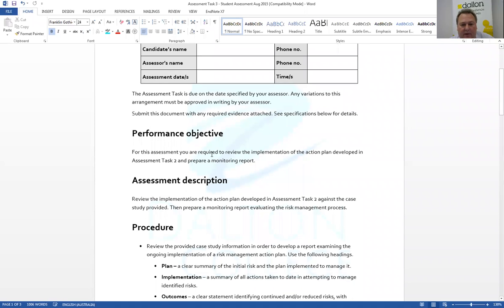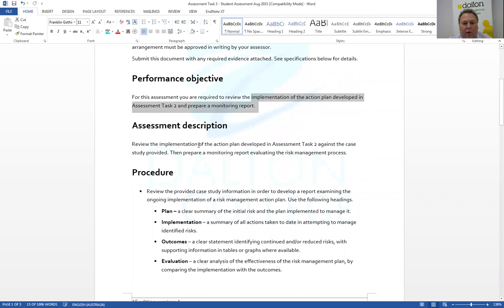For this assessment, you're required to review the implementation of the action plan developed in task 2 and prepare a monitoring report. So there it is there. That's why I've given you a quick rundown or an overview of what you did in task 1 and 2, because this obviously links on to task 2. So we're required to review the implementation of the action plan, which I just showed you that you developed in assessment task 2, and prepare a monitoring report.